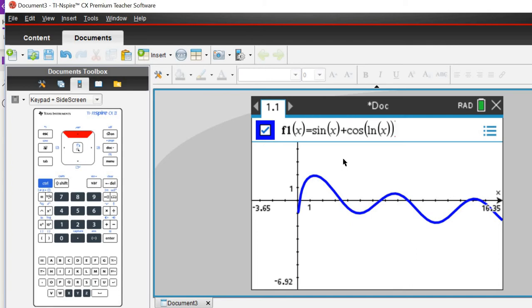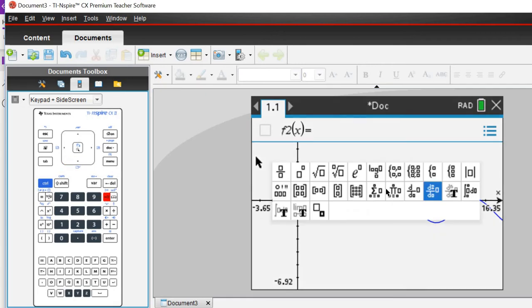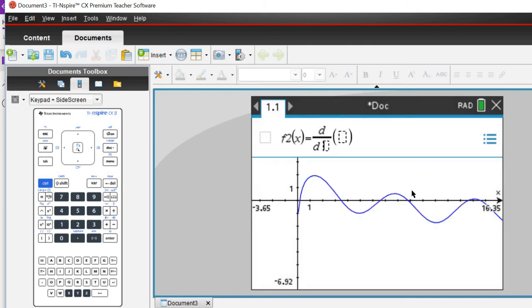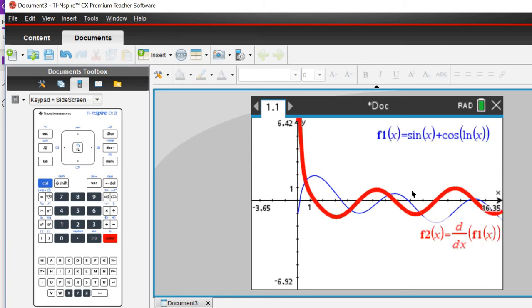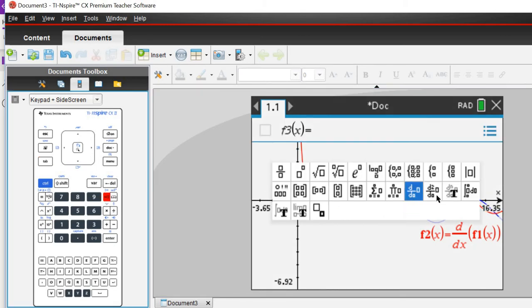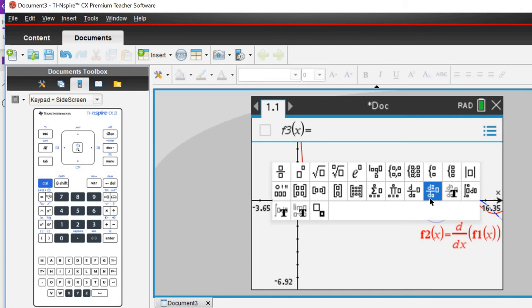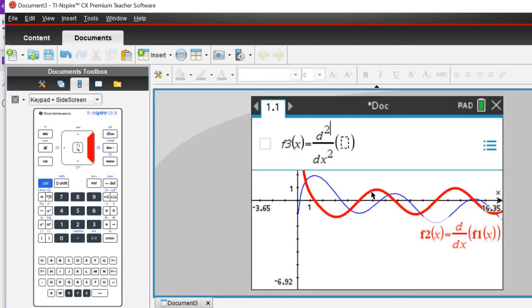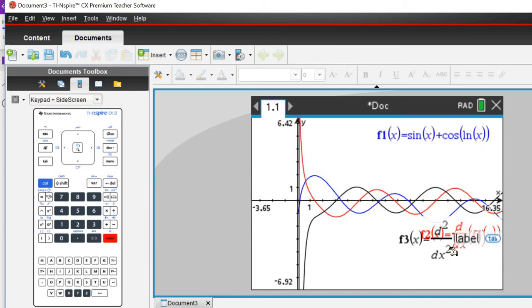All right, so we can graph those. Menu down here in that red button, choose that first derivative looking one. That gives us the first derivative, and we want to type in the first derivative of f1 of x, because that's my blue function there, and that gives me a red curve. And if I want the second derivative, same button, same menu, d squared dx squared of f1 of x. So there's my original function, my first derivative, and my second derivative.